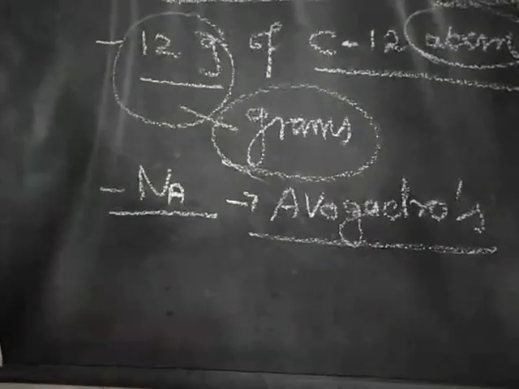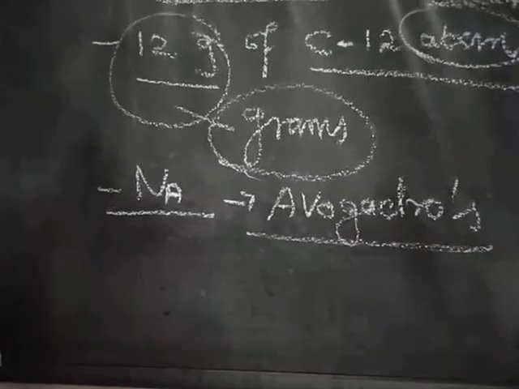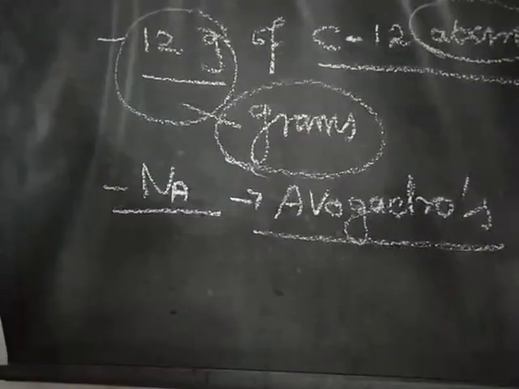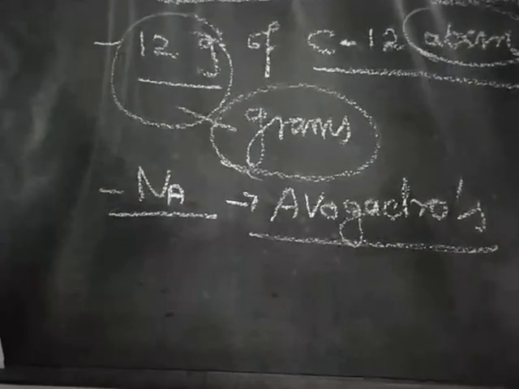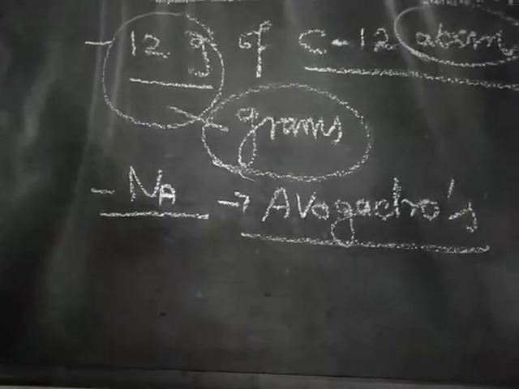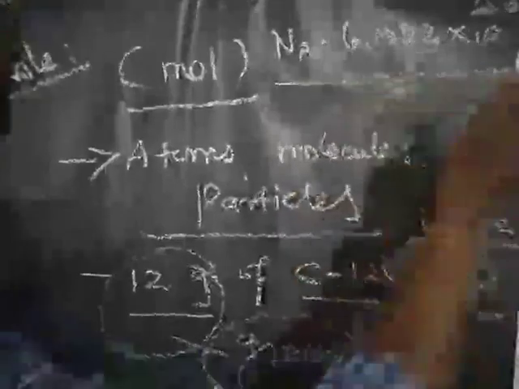12 grams of carbon-12 isotope contains how many atoms? We use grams only if we are measuring mass; otherwise no need. So how many atoms are present? What is the value of Avogadro number? N A is equal to 6.023 into 10 to the power of 23.